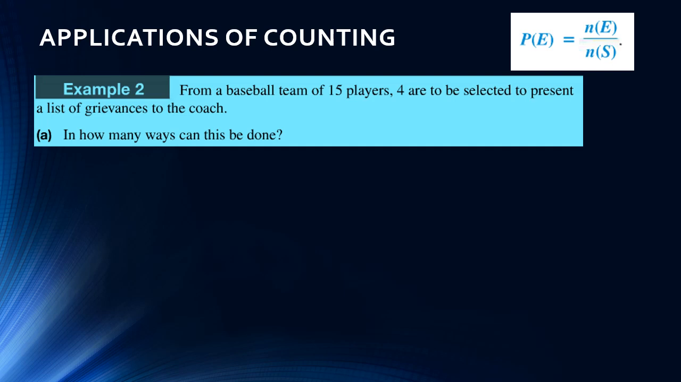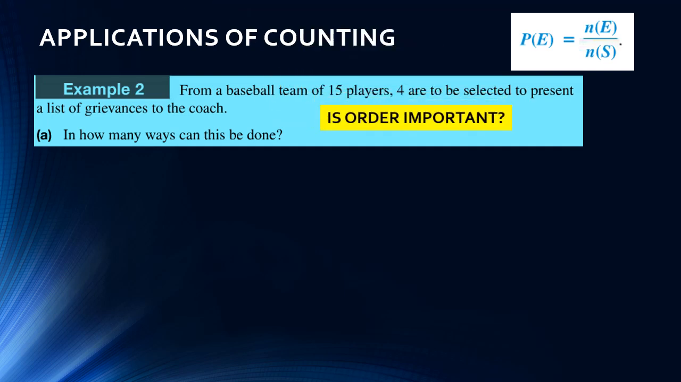From a baseball team of 15 players, 4 are to be selected to present a list of grievances to the coach. In how many ways can this be done? Notice this did not ask us for the probability. It's just asking how many ways we can pick 4 players out of 15.